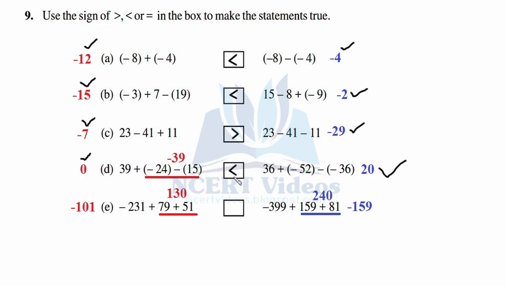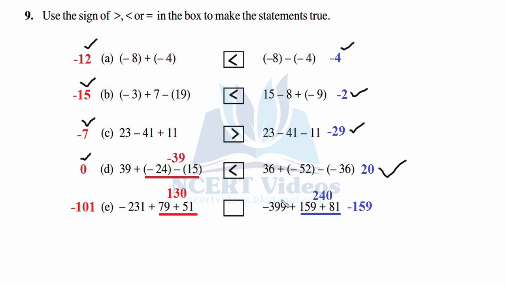Now E part, 79 plus 51 is 130, and we have to subtract minus 231 from it. So the sign will come of greater. Sign will come of negative number, and when you subtract it, it is minus 101. Here add 159 and 81 to give you 240. And again the sign will come of negative because this is greater. You have to subtract them, therefore minus 159.